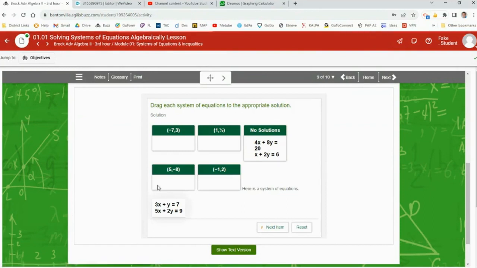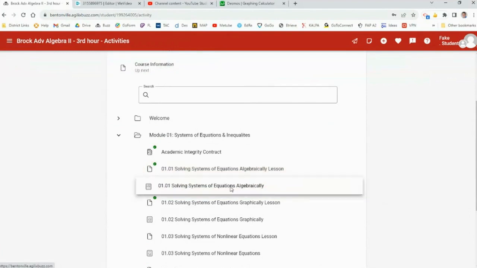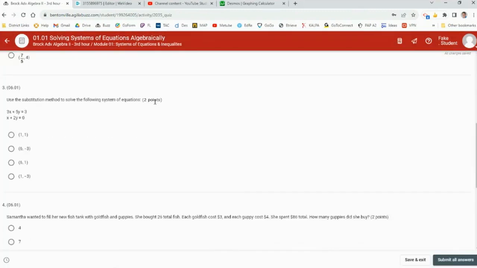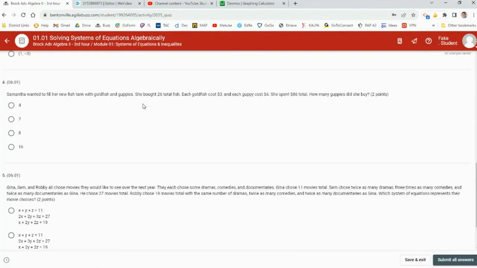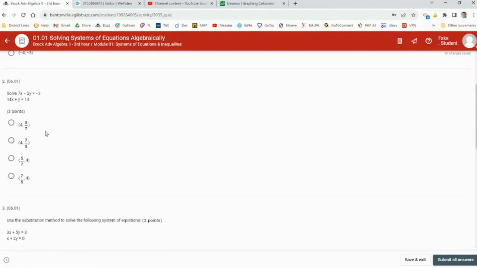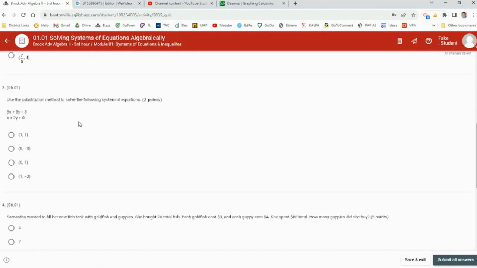Then after you get through these practice problems and you feel good with it, you can go to the solving equations algebraically assignment. And you see you got 3 attempts. So if you bomb it the first time, you still have 2 more attempts to go back and see what you missed and figure out what you were doing wrong. There are 5 multiple choice problems. It gives you a system of equations, you give the answer. And that one has a fraction answer. Use substitution. Find the answer.